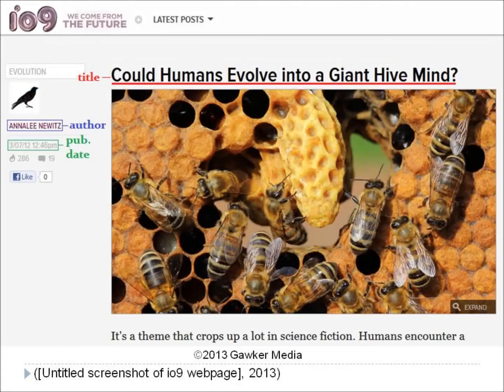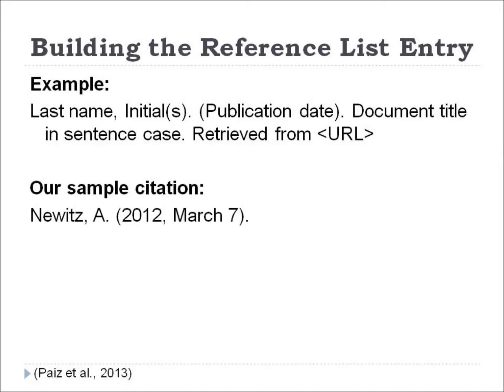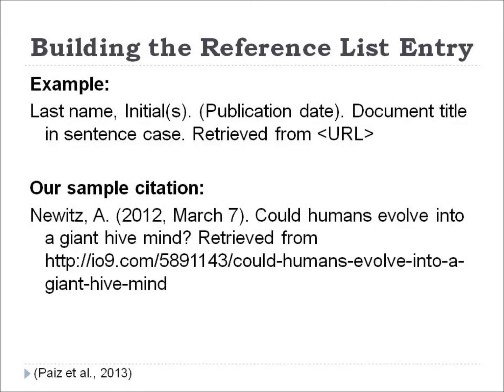As you can see, the title here is centered and more visible than either information in the left margin. You will find the URL in your address bar. Citing web documents is relatively simple. First, we include the author's name. Next, the publication date in parentheses. Then the title, unitalicized in sentence case. Finally, the phrase "retrieved from" preceding the document's URL.